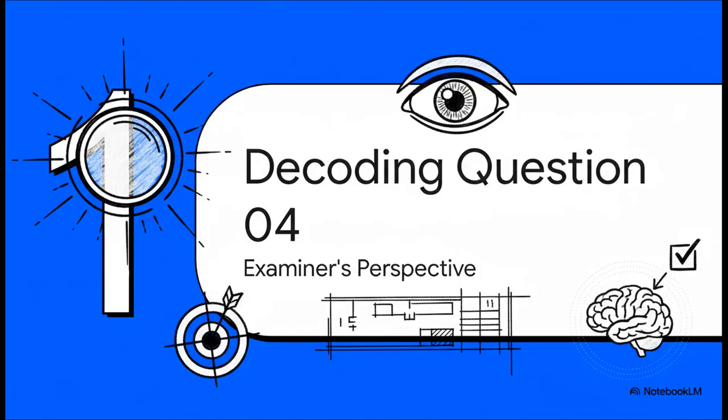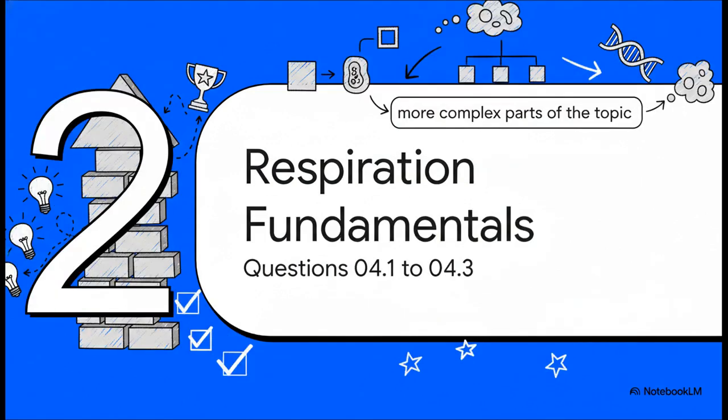All right, first things first. Our goal here is pretty straightforward. We're going to put on our examiner hats. We're going to tear apart every part of question 04 and see precisely what the official AQA mark scheme is looking for to give you every single mark. Okay, let's get into it.